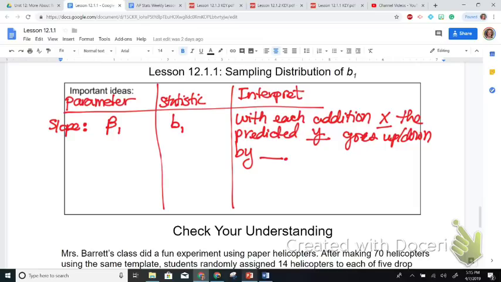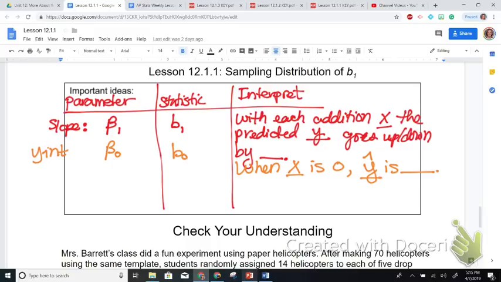Okay, our next part of our regression line that we're interested in is the y-intercept. For the parameter, we use a capital beta sub 0 to represent the y-intercept. For the statistic, we use a lowercase b sub 0 for the statistic. And then when we're asked to interpret it, you'll say something like, when whatever x is in context is 0, y hat, whatever that is in context, is blank, whatever your y-intercept was.